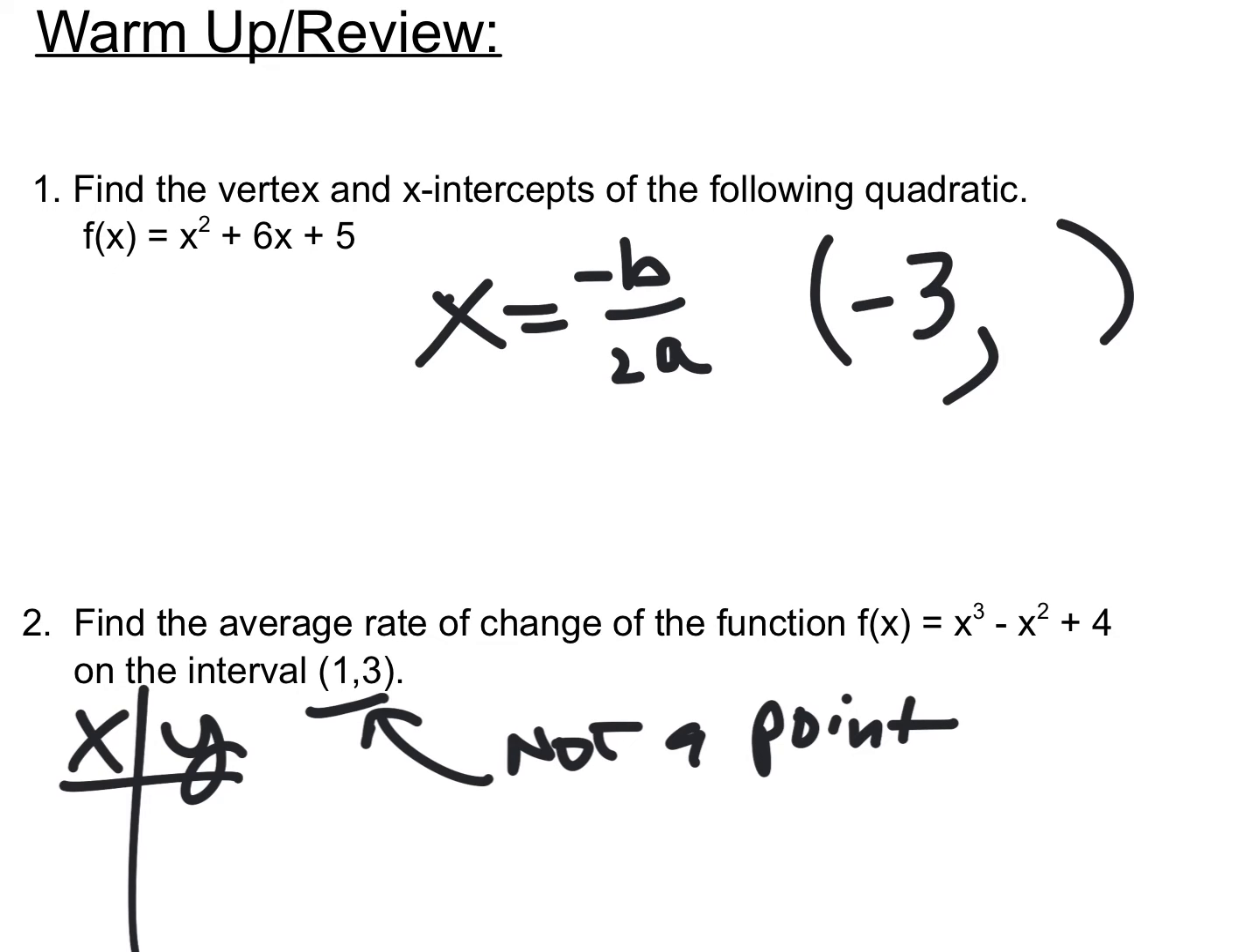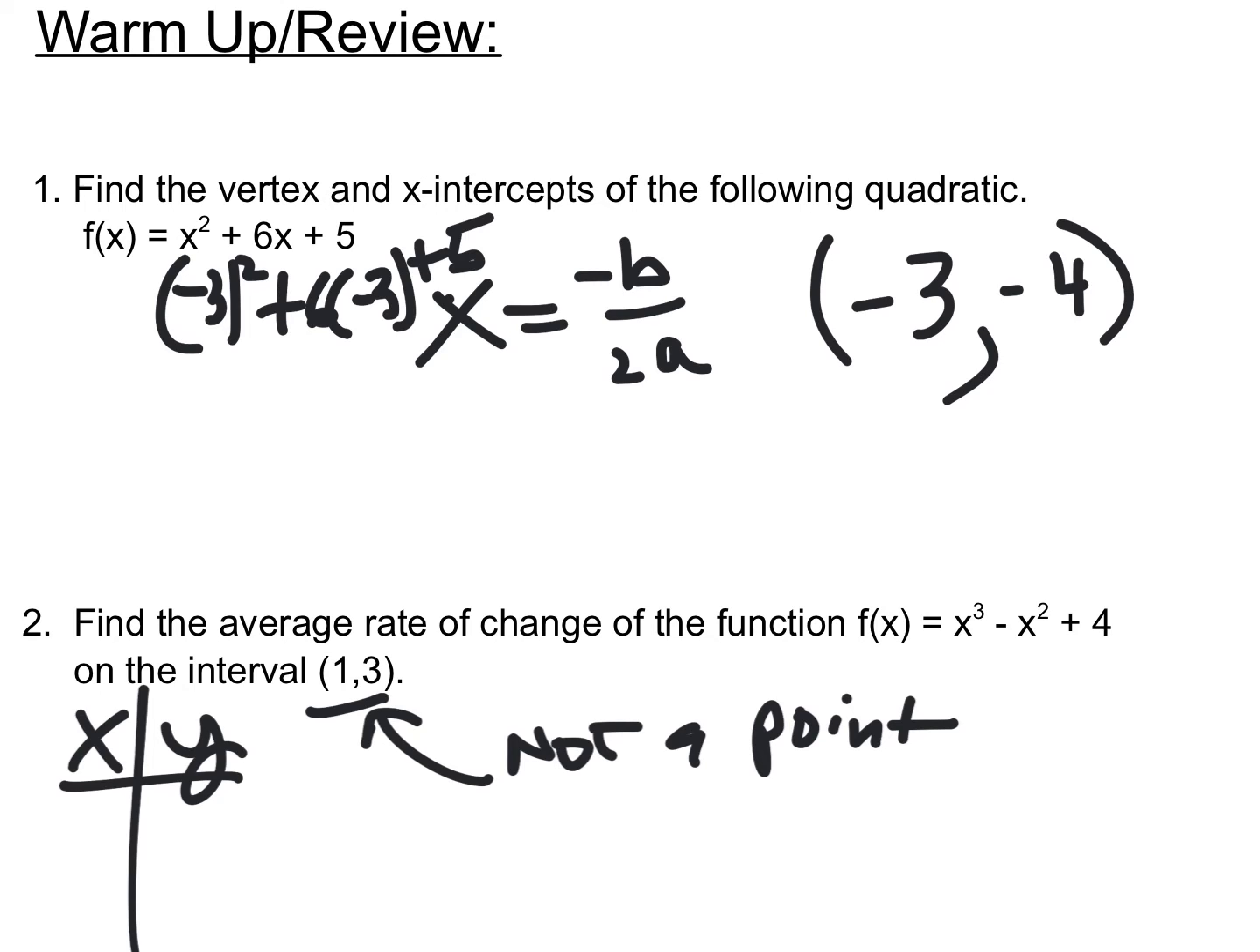And then how do you find the y value for that? Nora, do you know how to do that? Yep. -3 squared plus 6 times -3 and then plus 5. And what did you guys get for that? -4. Then -3, -4 is the vertex.